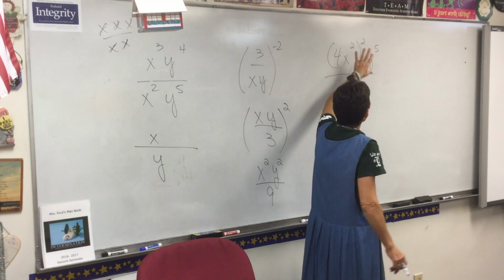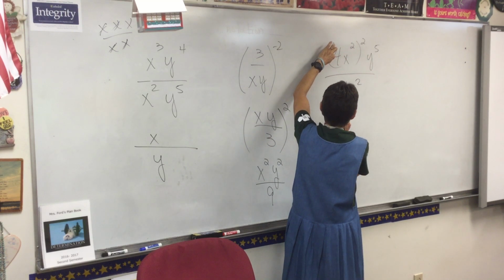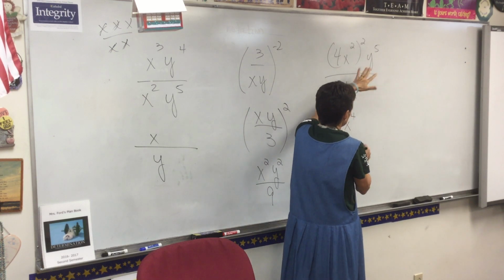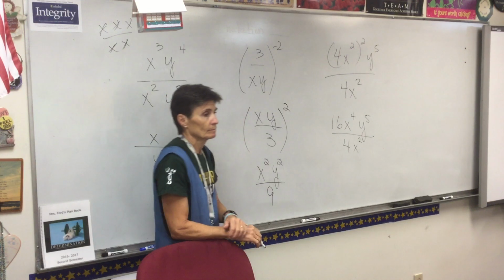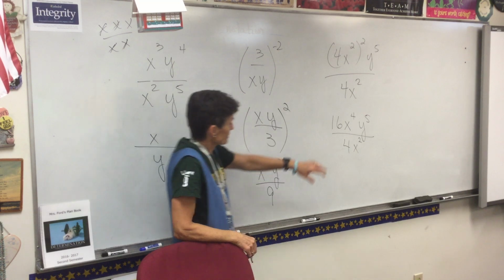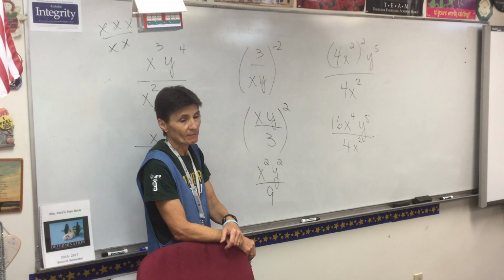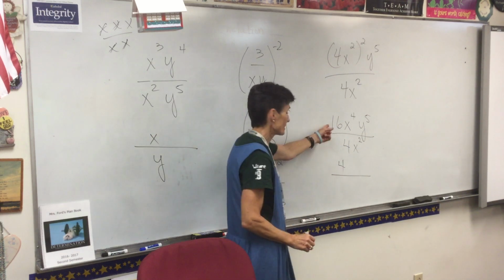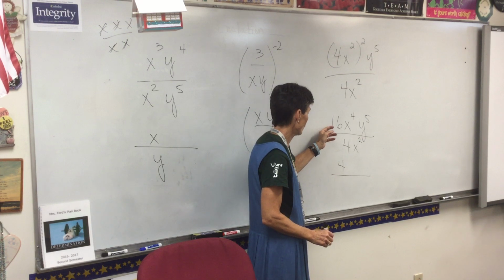Yeah. All right, so again, that means square everything. So this is going to become 16, x to the 4th. And then we still have our y to the 5th, and we still have our 4x squared. Now, 16 and 4, don't overcomplicate it. 16 divided by 4 is 4. So we're going to have 4 on the top, because 16 is the big number. When you do your division, know where the big number is.